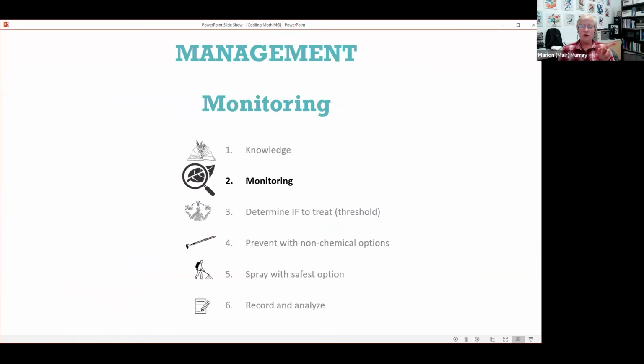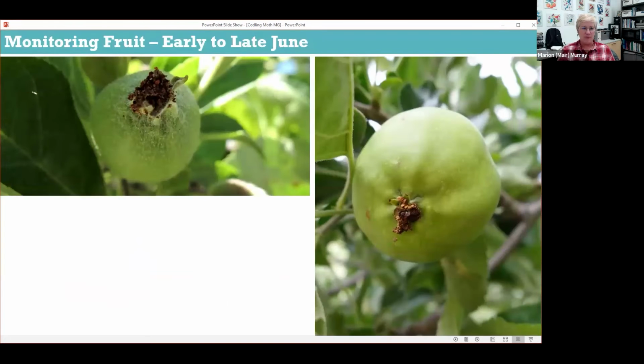All right, so now we're going to go back to our IPM list, and I'm going to go up to the second step, monitoring, and talk a little bit about that. You definitely want to check your fruits throughout the summer. So especially look towards the middle or end of the first generation or of each generation to see how well did my treatment go. And if you're finding damage, then you might know what you need to change.